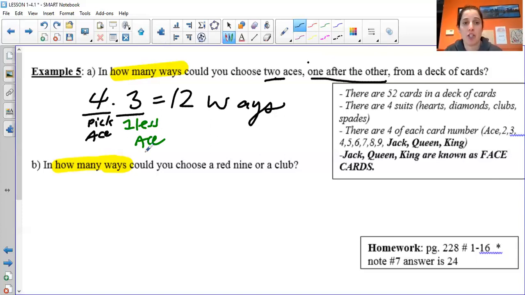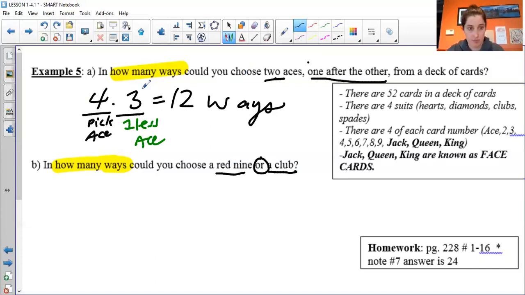Versus how many ways could you choose a red 9 or a club? So this one was saying I need 1 ace and I need another ace. This one is saying how many ways could I choose a red 9 or a club? So I'm just picking 1 card. How many ways could it be a red 9 or a club?